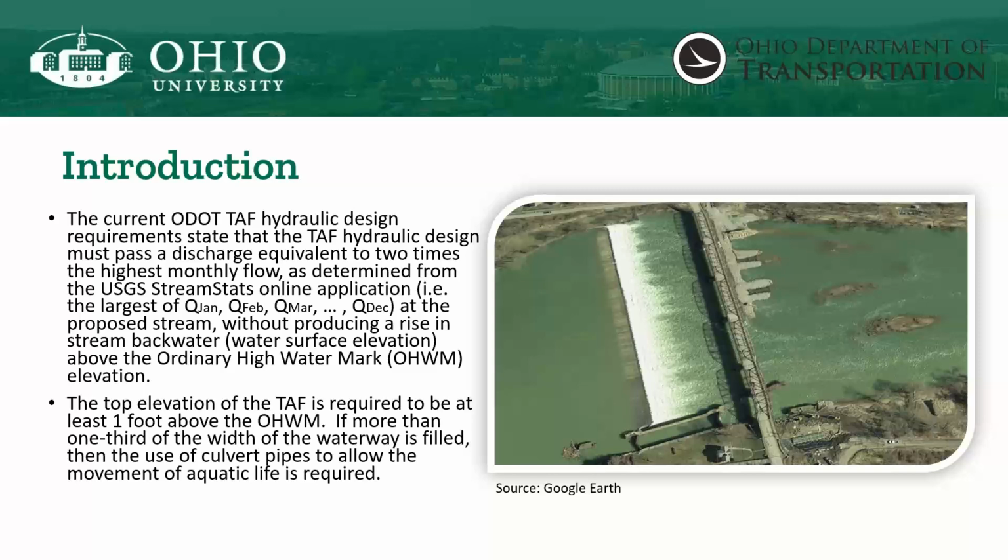The top elevation of the TAF is required to be at least 1 foot above the ordinary high water mark. Another requirement is that if more than a third of the waterway is going to be blocked, you have to put culvert through it to allow movement of aquatic life.